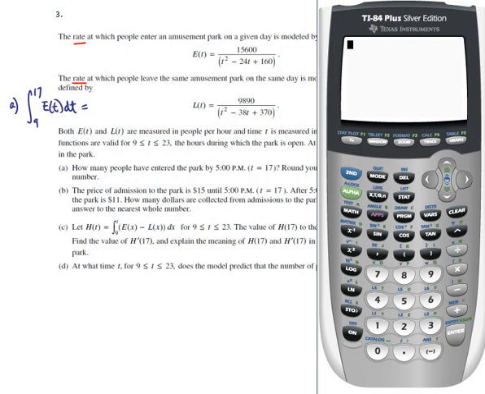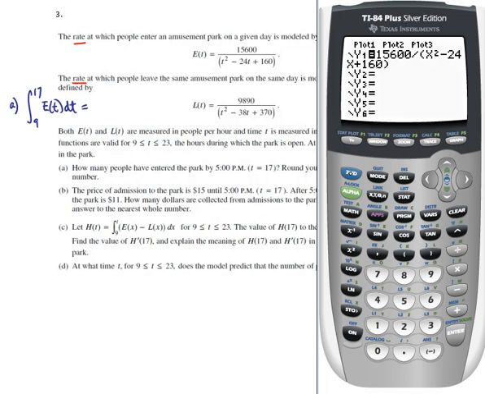So I open the graphing calculator, I go into y equals, and I want to put in the function 15,600 divided by, and I do need parentheses here around the denominator, x squared minus 24x plus 160, close parentheses. Now, I am going to take the integral of that from 9 to 17, but this time I'm not going to go to the graph.